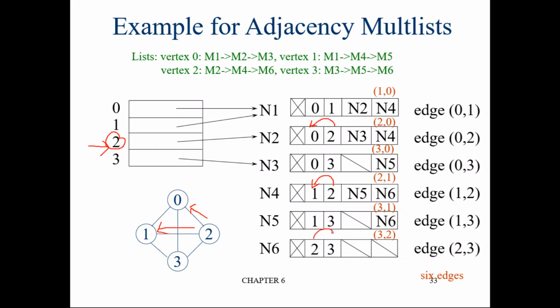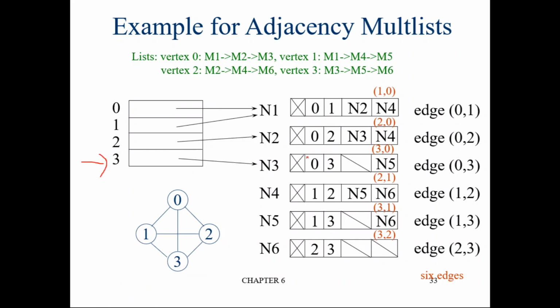Now it is 2 to 3. It is not 3 to 2 because our source is 2. So 2 to 3 is done. After 2 to 3, which pointer do you follow? But this pointer says null. So stop. This is how we identify all the edges for vertex 2. Now coming to vertex 3, it is pointing to N3.